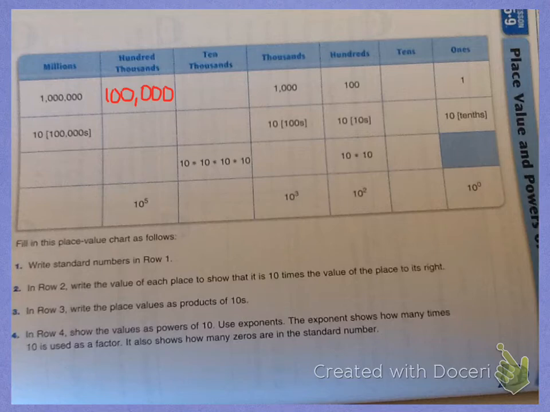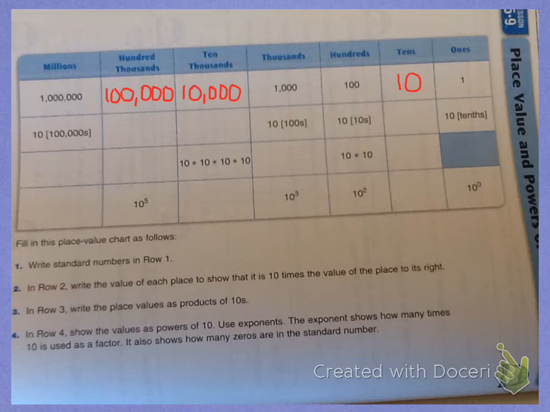And as I'm going across trying to fill in those blanks, we're going to write the standard numbers in row 1. So that's our row 1, and you'll see that they filled in the 1 million for us, and I have filled in 100,000, and as we go across we're going to fill in 10,000, and then they filled in the 1,000 and 100 for us. We're going to fill in 10, and they filled in the 1.